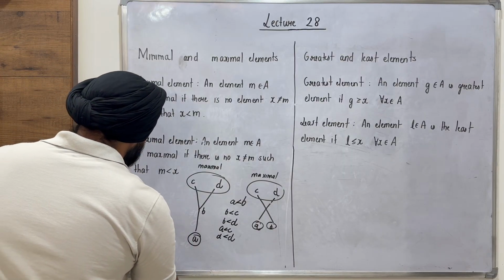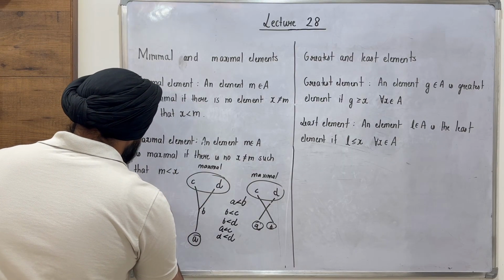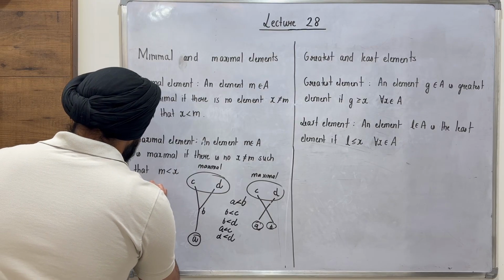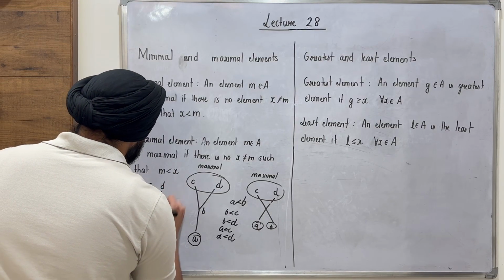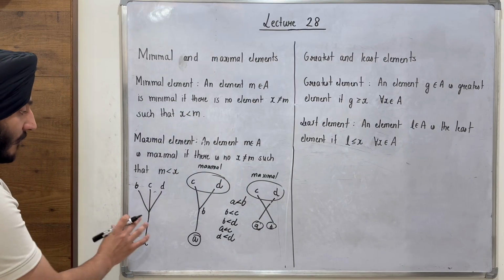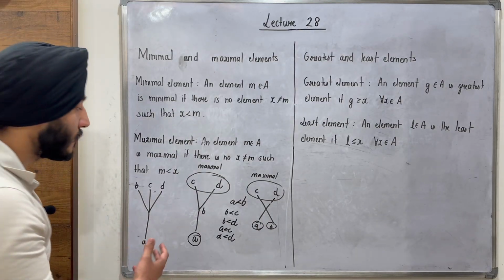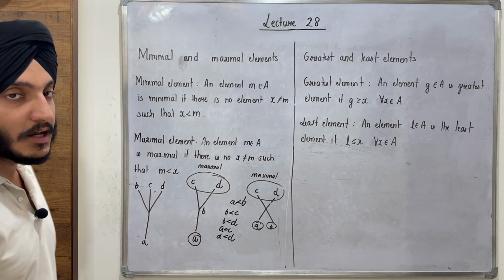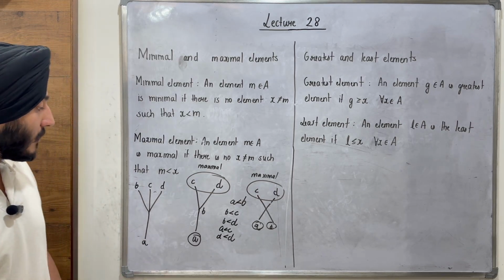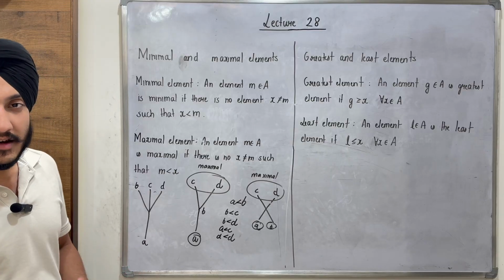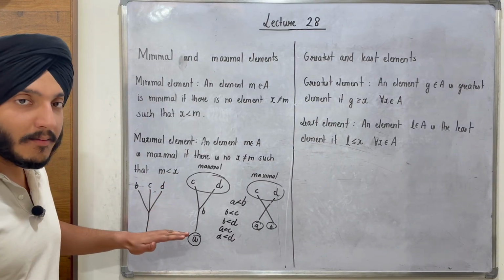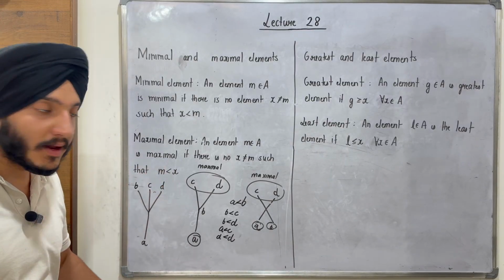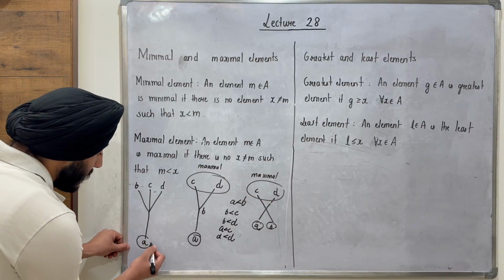Let's say I give you this case. Let's say I have B, C, D, and A. Now, if I ask you this question, what is the maximal element and what are the minimal elements? You can pause this video and try to figure it out. So the answer is very simple. Minimal element is one that lies on the very bottom level. So it's going to be A in this case.